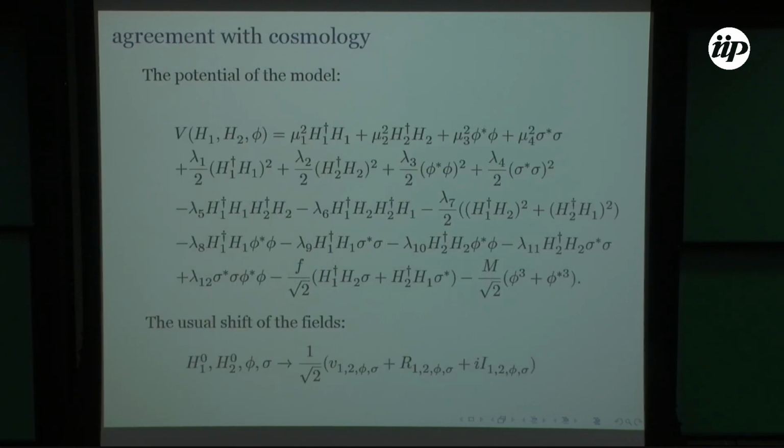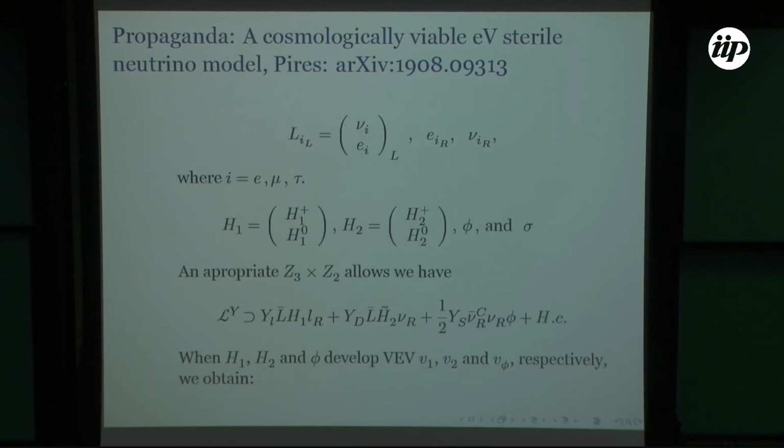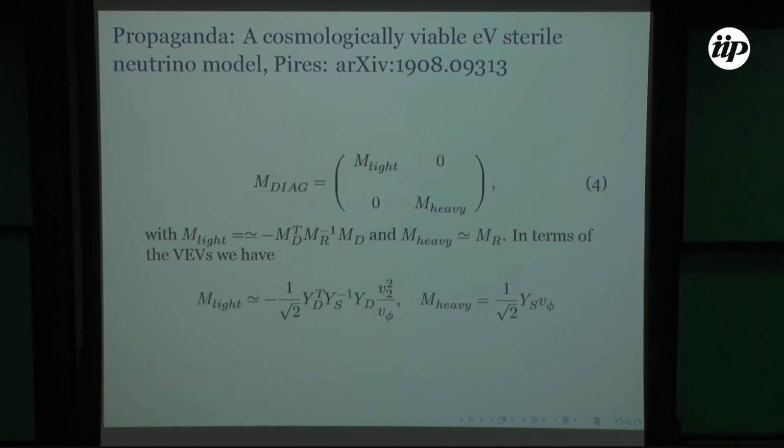But the point now is cosmology. How can you generate a secret interaction? Remember that in the Yukawa interaction, you have this interaction here. This singlet, the pseudo-scalar of this singlet cannot mix with the other pseudo-scalar. If I succeed in doing this, I evade the cosmological constraint. For this, you go to the potential.